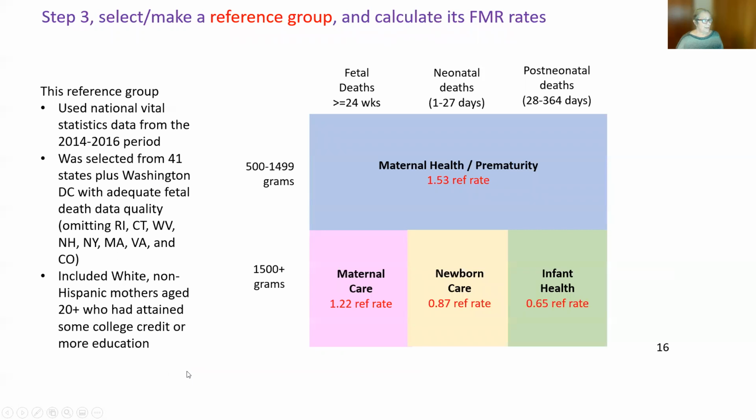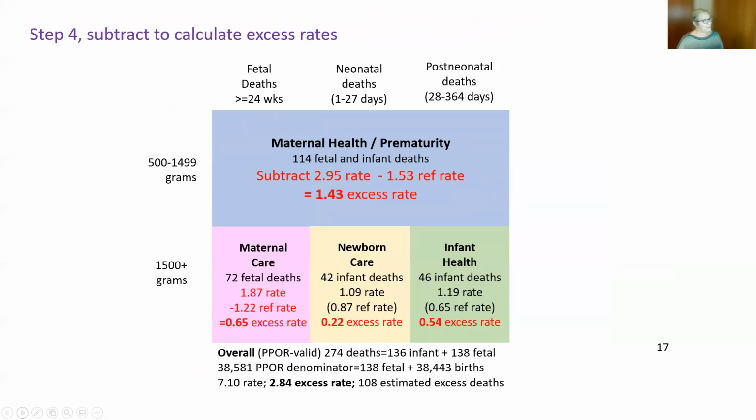This is the white, non-Hispanic, the traditional reference group. So this is the group we're going to use to compare this one county to. And we're going to do that by subtracting. In the maternal health and prematurity period, the rate was 2.95. We subtract the reference group rate, which is 1.53, and get an excess rate of 1.43. That's 1.43 excess deaths or preventable deaths for every 1,000 live births and fetal deaths.